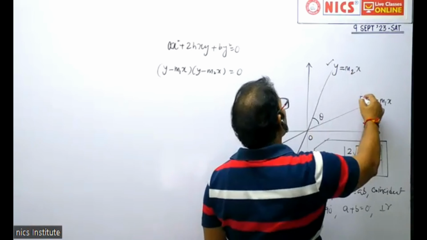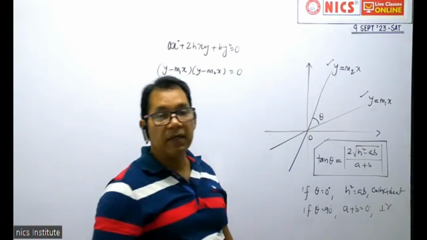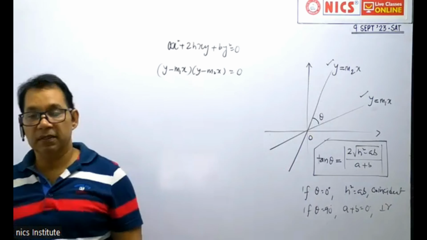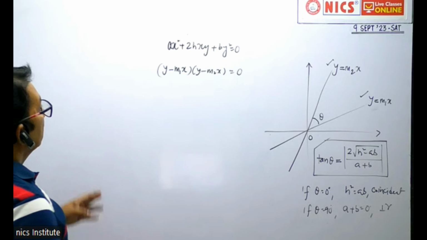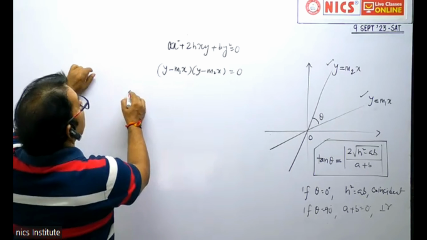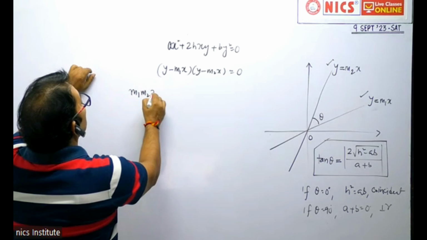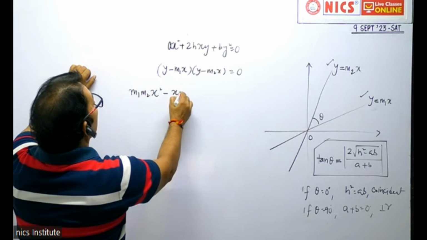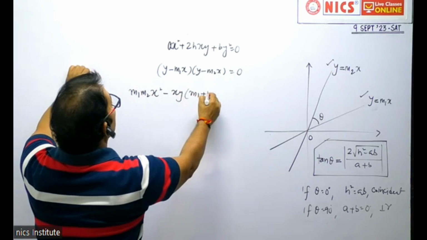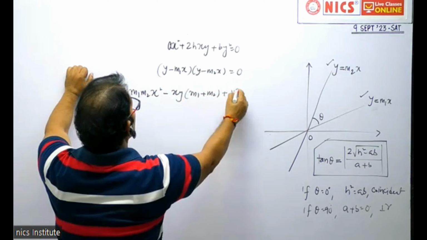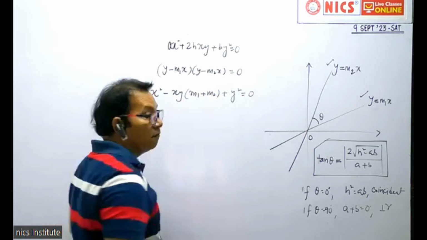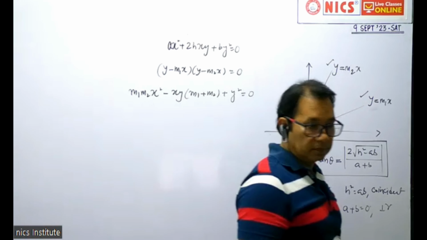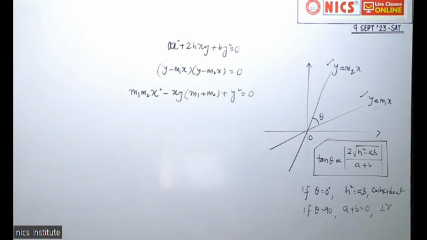This line and this line, I write in the standard form. Standard form means equals to zero type, and then multiply them. Let's multiply. If you multiply them, it will be m1 m2 x square minus xy times (m1 plus m2) plus y square is equal to 0. I have multiplied the two lines.